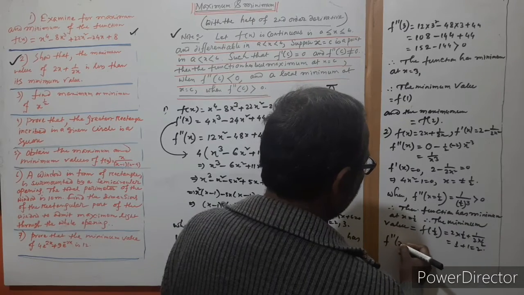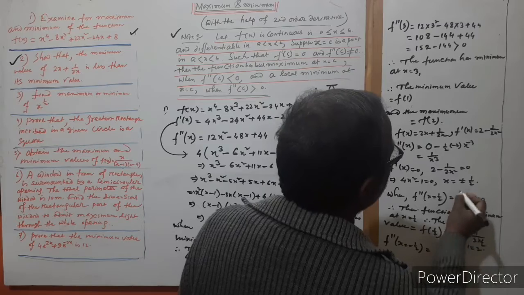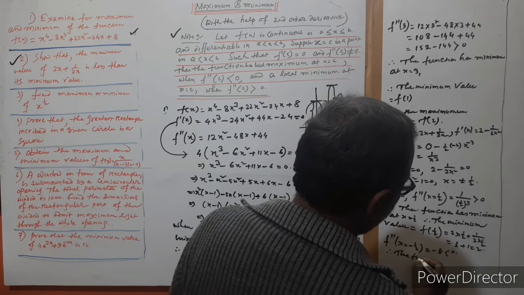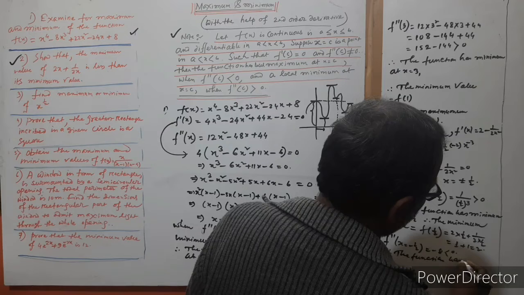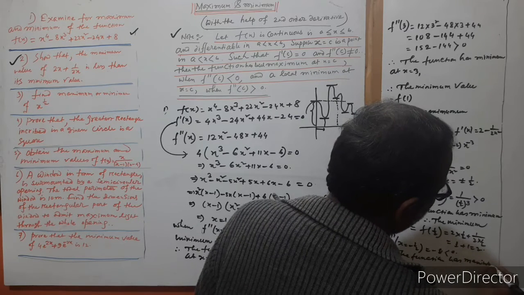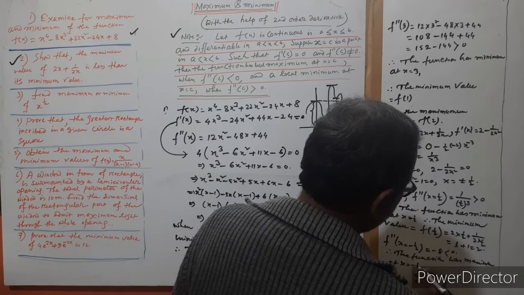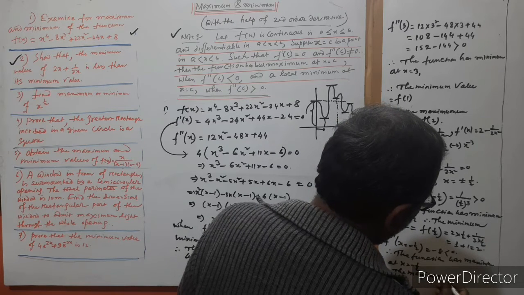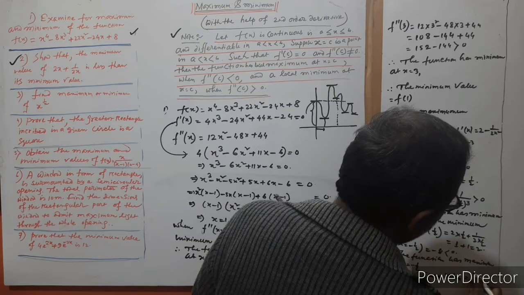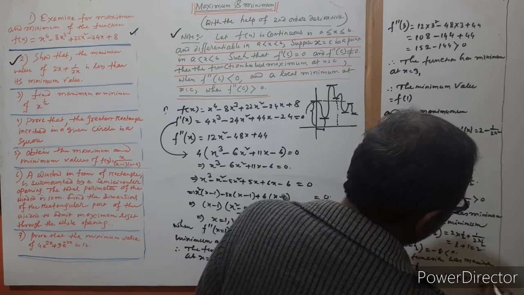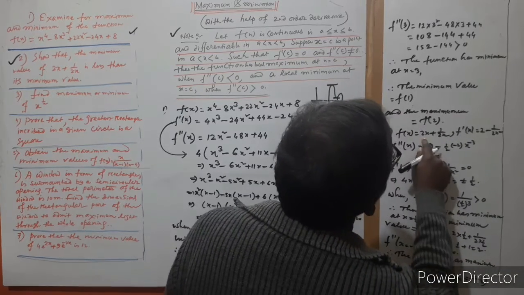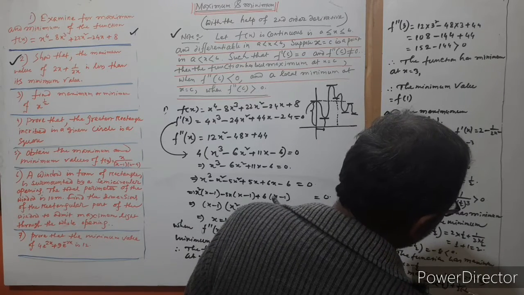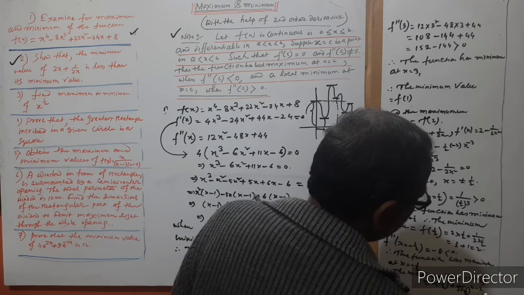Now we have to test at the point x equal to minus half, so see this is minus 8, less than 0, therefore the function has maximum at x is equal to minus half, therefore the maximum value is equal to f of minus half, and that is equal to, we put here 2 into minus half, so minus 2. So see, this is the maximum value.